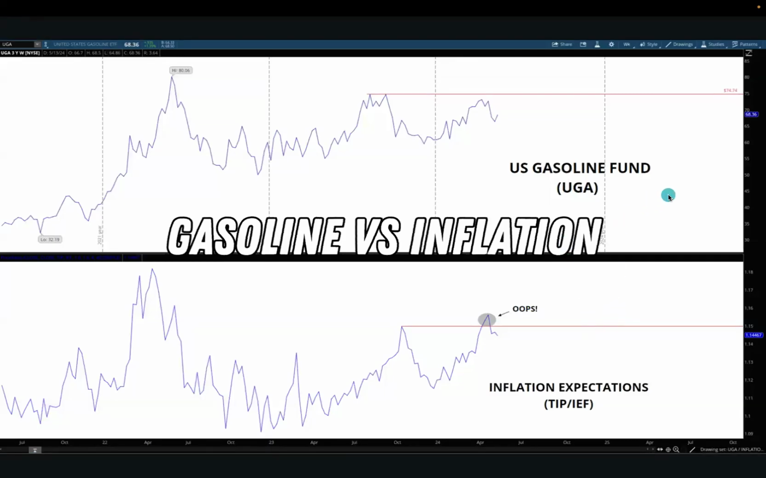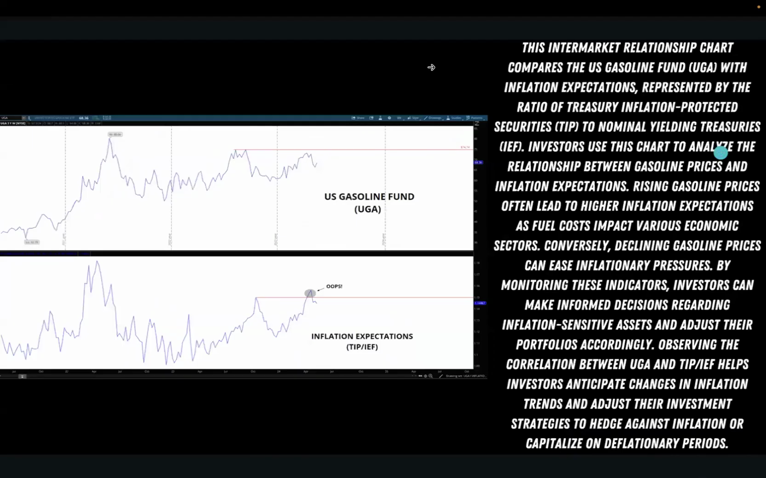In today's video, we're going to be looking at another chart layout here. We've got the U.S. gasoline fund on top, and we've got a chart measuring inflation expectations on the bottom. I'm going to break down how to use this chart and why I like it so much and why I think it's important for you guys to pay attention to.